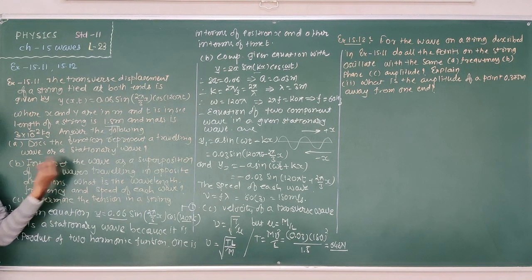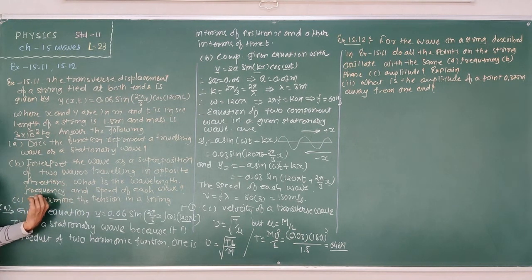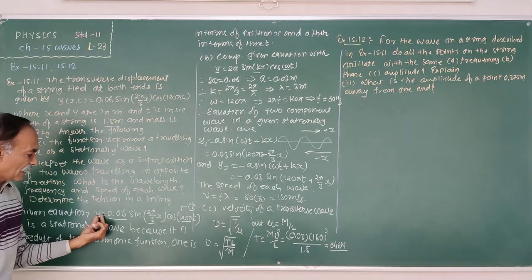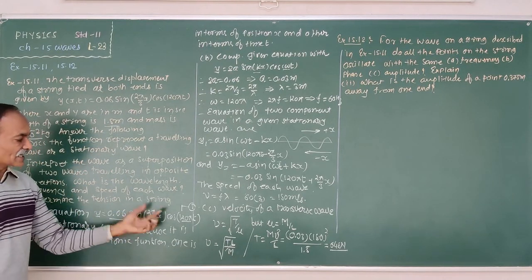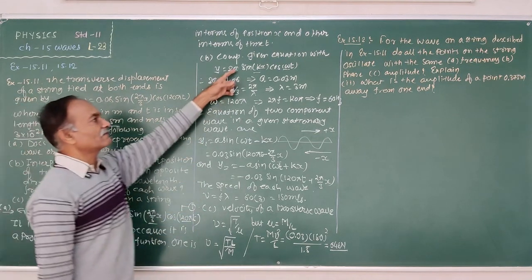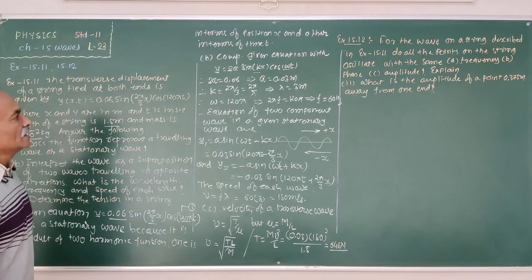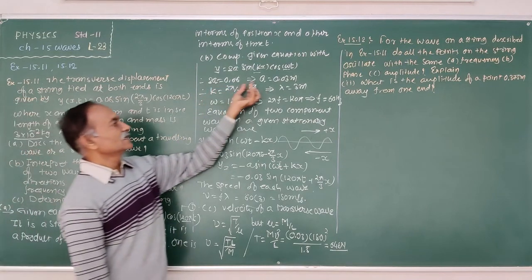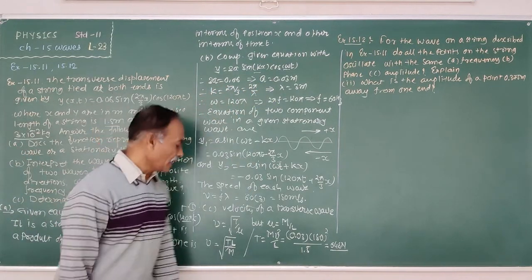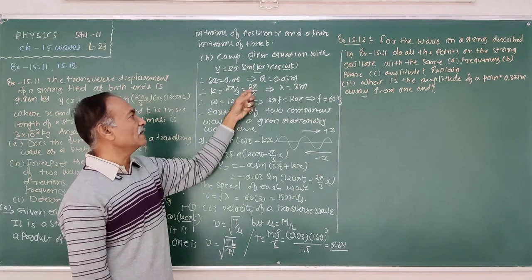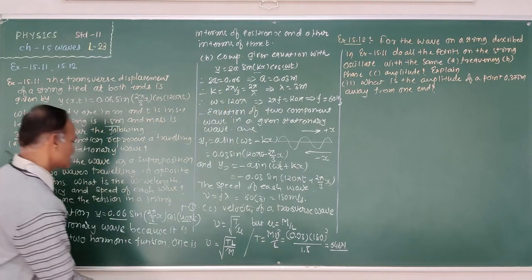Now second, interpret the wave as a superposition of two waves traveling in opposite directions. Also find the wavelength, frequency, and speed of each wave. So we compare the given equation y is equal to 0.06 sin(2 pi by 3 x) into cos(125 t) with our standard equation of the stationary wave y is equal to 2a sin kx into cos omega t. So 2a is equal to 0.06, therefore amplitude is 0.03 meter. Now k is equal to 2 pi by 3, but k is the wave vector 2 pi upon lambda, so lambda is equal to 3 meter. That is the wavelength.